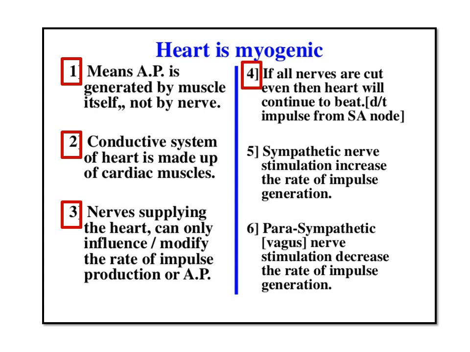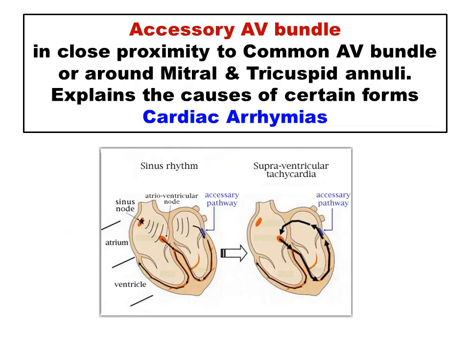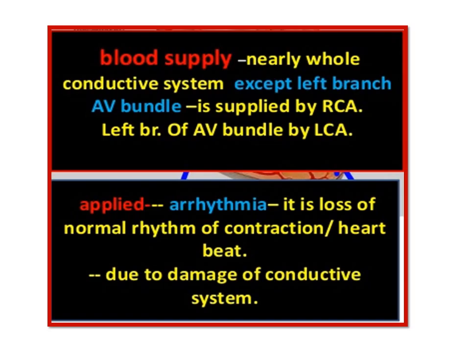If all the nerves are cut, even then the heart will continue to beat because of the impulses from the SA node. Sympathetic nerve stimulation increases the rate of the impulse generation. Parasympathetic vagus nerve stimulation decreases the rate of impulse. Accessory AV bundles are also seen in close proximity with common atrioventricular bundle or sometimes around the mitral and tricuspid annuli. This explains the causes of supraventricular tachycardia or other types of cardiac arrhythmia.